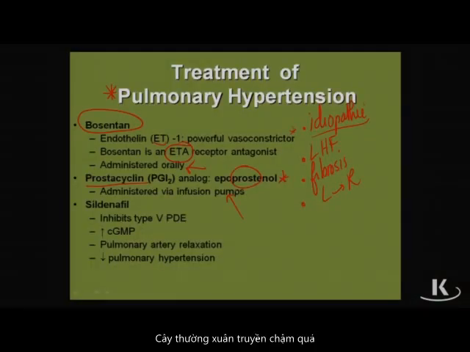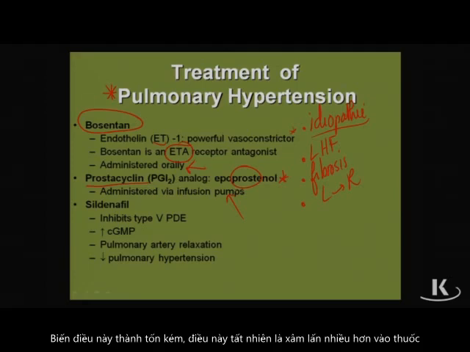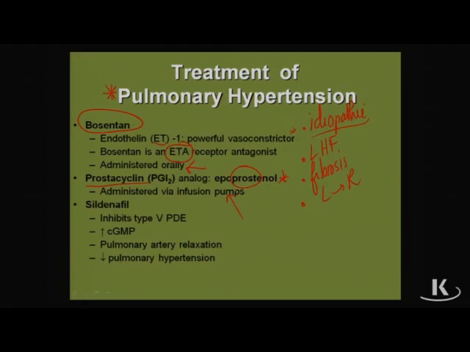Problem with it, it has to be given through slow IV infusion, therefore through a pump. That requires your patient to become an inpatient. This is costly, this is more invasive, of course, than the drug bosentan. Also, when you use anything that has prost in its name, don't forget the contraindication, CI for contraindication, in pregnancy.